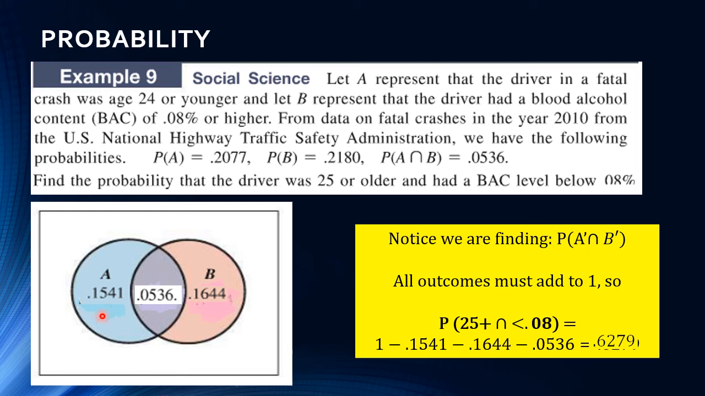So the probability of A and B, all of this, and then to find the complement, we just subtract from 1. So we've added those three numbers and subtracted them from 1. So we have a 0.2679 probability that the driver will be 25 or older and have a low blood alcohol content. Okay, 0.2679 is our answer here.